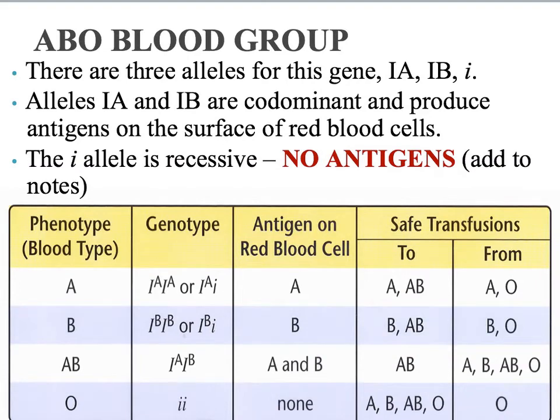Here we have the alleles. Remember, when we do a Punnett square, you have the capital I's with the A's attached, or the capital I's with B's attached. You have IA, IB, or your recessive is the two little I's. And this is going to show you the safe transfusions. Like if you have a phenotype of blood type A, you can give people that have type A or AB blood. You can give them yours. And you can take blood from those that have A and those that have O.